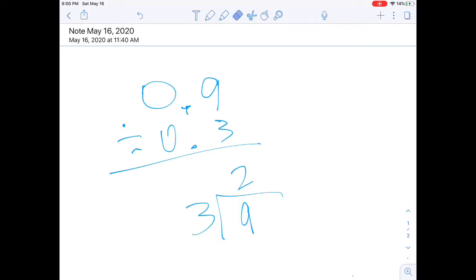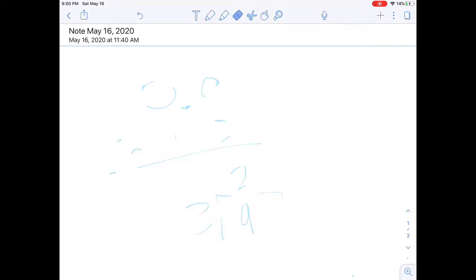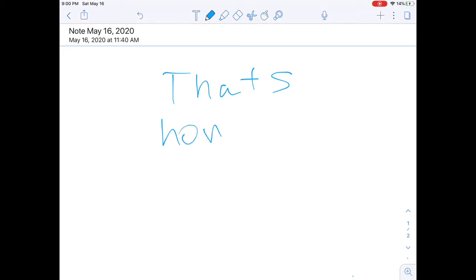And that's how to multiply and divide decimals.